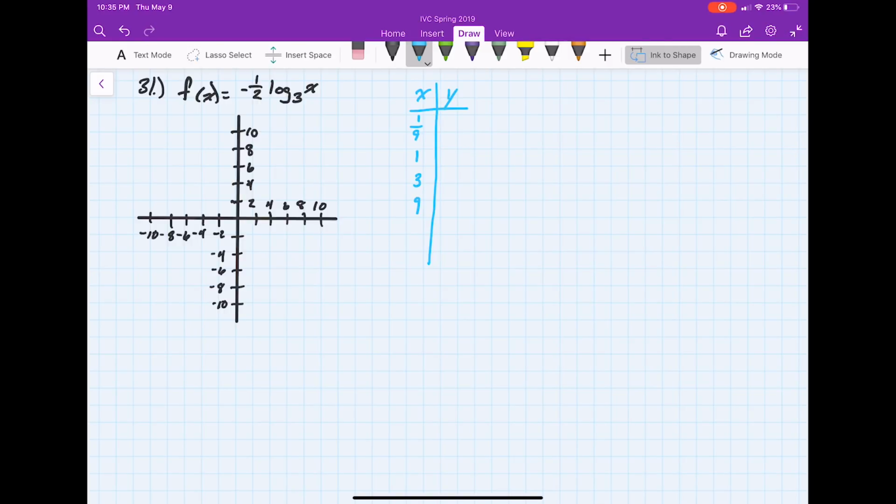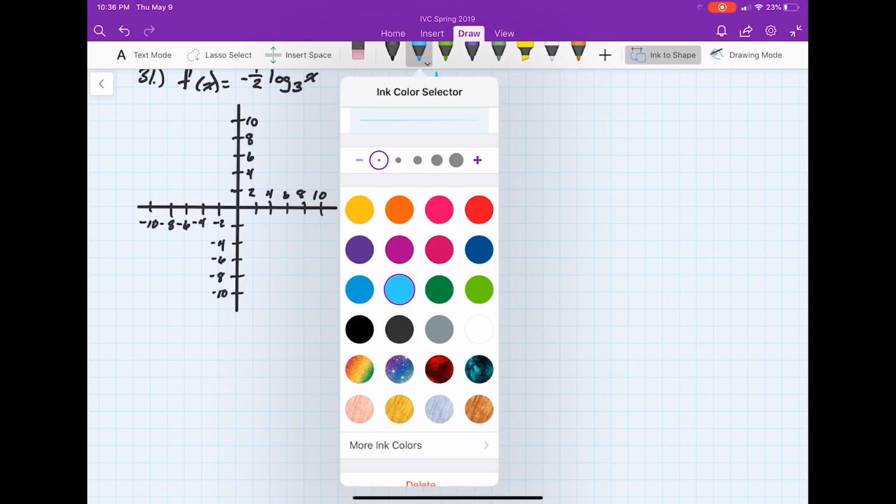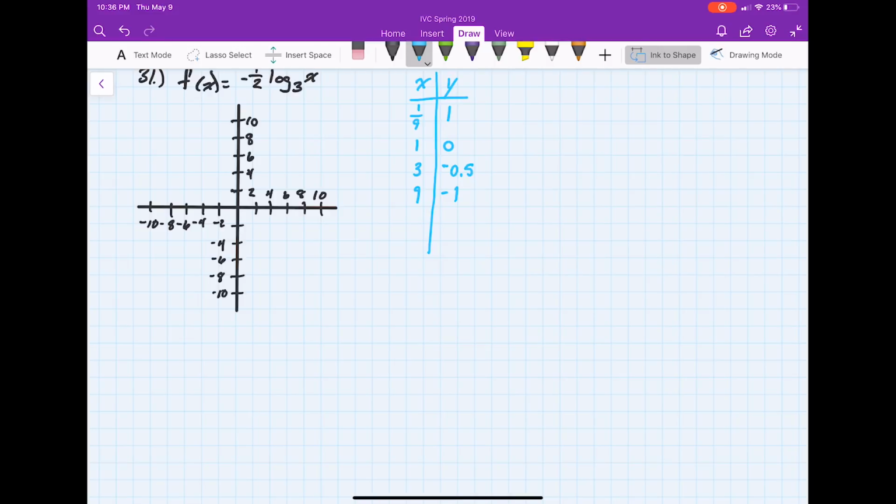We'll plug those into our calculator and we should get some pretty easy numbers out of these. But just to double check, calculator says 1/9 will equal 1. 1 would equal 0, and 3 would equal -1/2 or 0.5, and 9 is going to equal -1. There we go. So we can plot all of these numbers. Let's get a smaller resolution dot here, considering I made our scale times 2. So there's 1/9 and 1, so it would even be closer to the y-axis than that, but here's 1, 0, and here's 3, 1/2, and here's 9, 1.